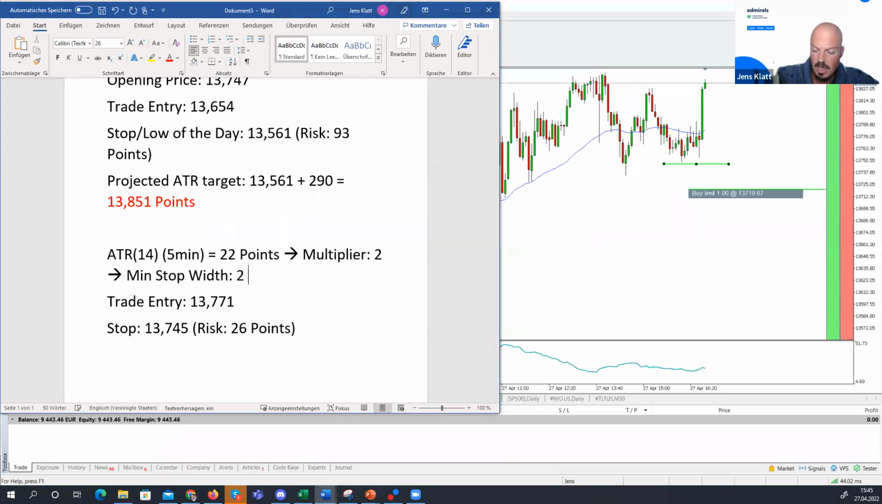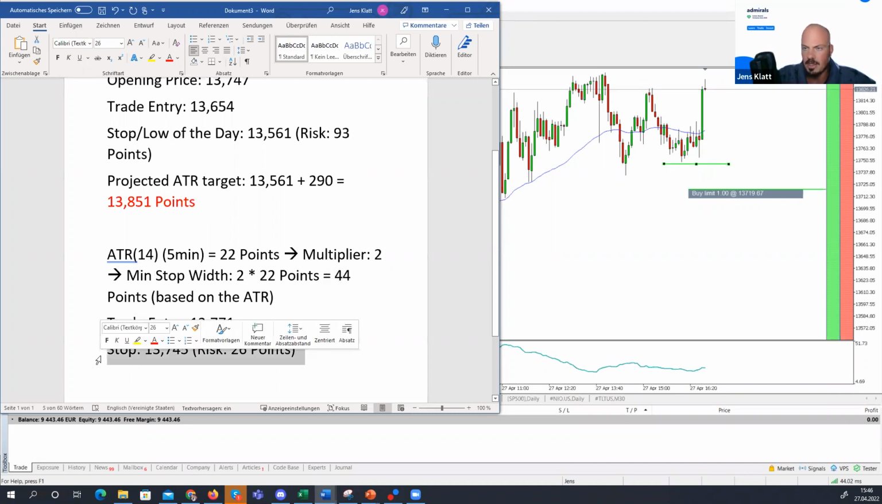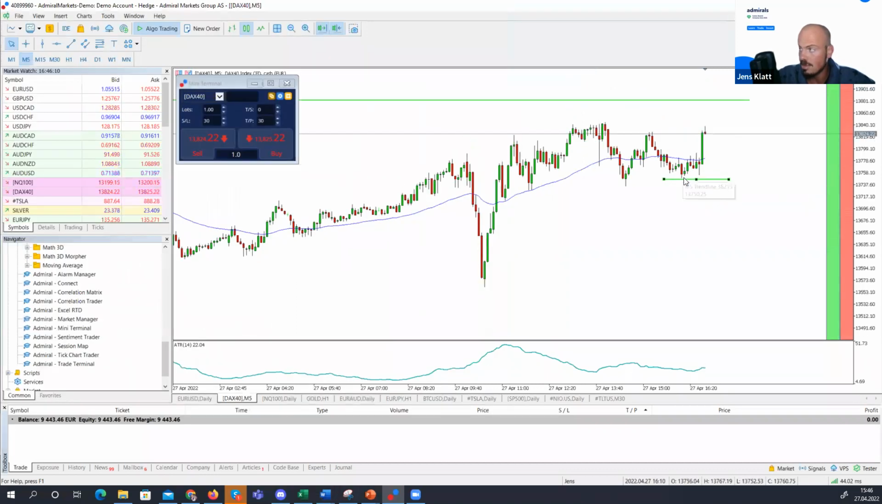of 2 times 22, which means 44 points. So based on the ATR, this is the stop I should use. The min stop width should be, based on the ATR, 44 points. Given the picture we find here in the chart, I'm working with a stop which is just 26 points below my entry price.